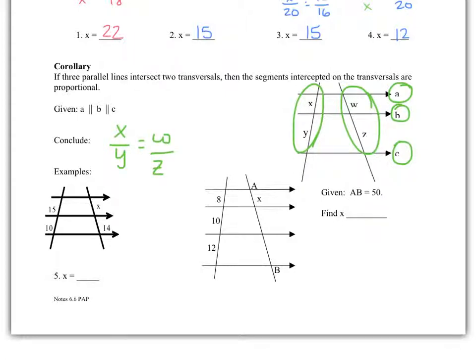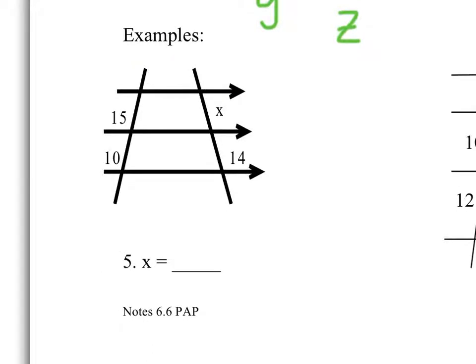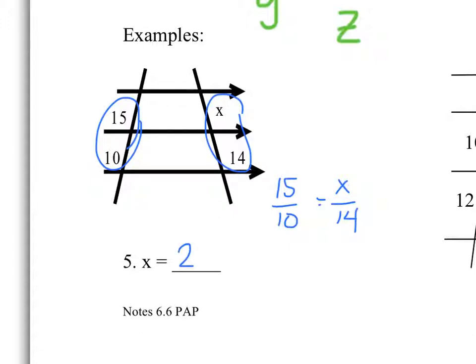So then we'll look at a couple of examples. On the first one we have our three parallel lines. So we can do 10 over 15 equals x over 14, or 15 over 10, sorry, equals x over 14, and then cross multiply. So we'll do 15 times 14 and divide by 10. We get that our x equals 21.